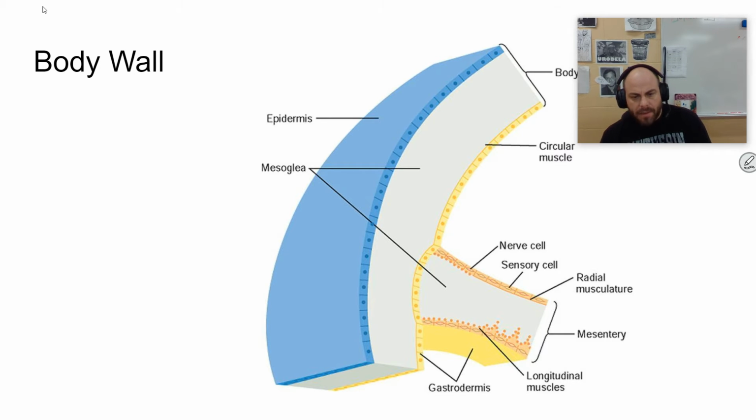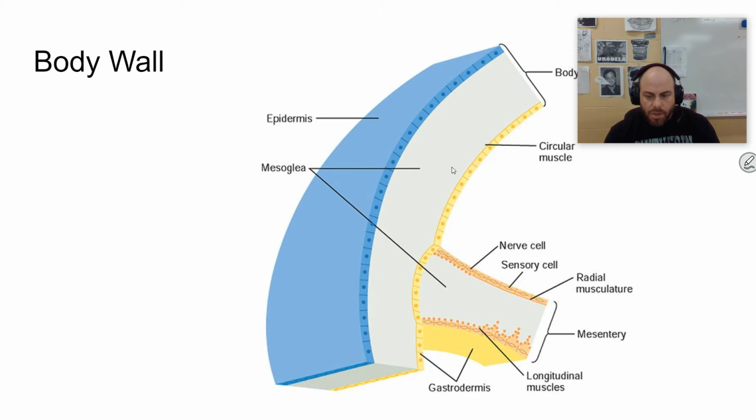All right, so let's talk a little bit about the body wall. This is a close-up of this body wall section. The outer layer is an epidermis, and this comes from the ectoderm, which we mentioned earlier. The inner layer is what's called the gastrodermis, which is from the endoderm.